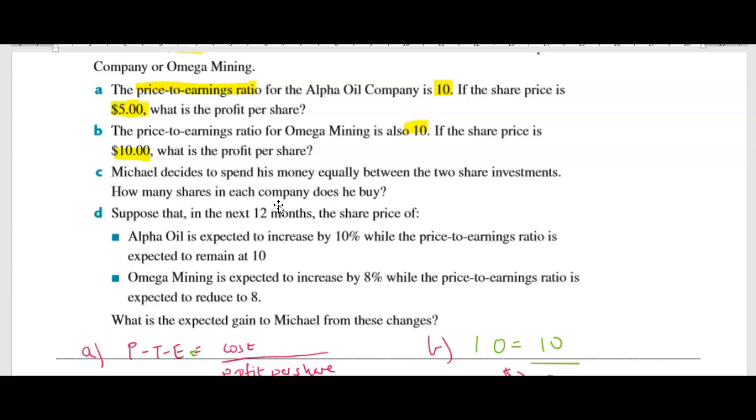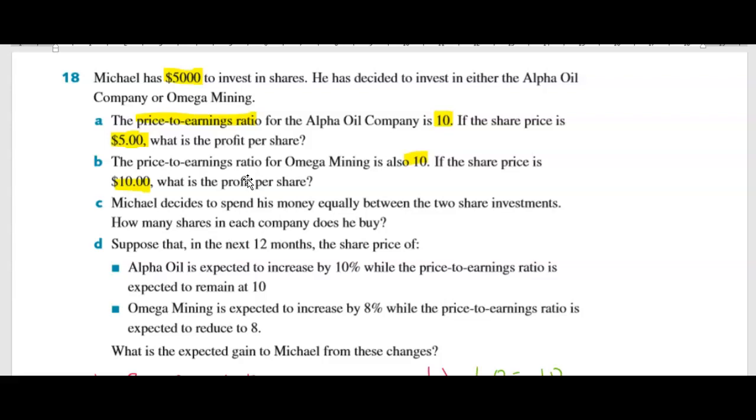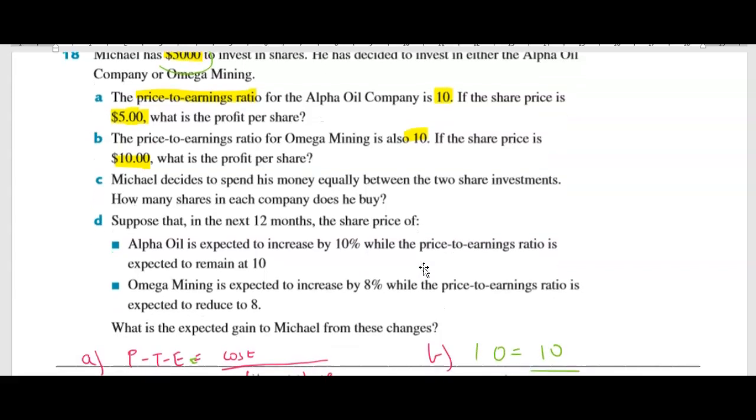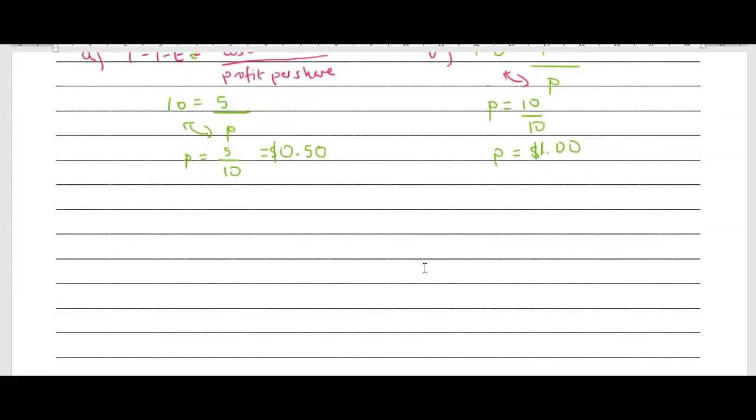All right, Michael decides to spend his money equally between the 2 share investments. How many shares in each company does he buy? So he has $5,000, remember that from the very beginning. He starts off with 5,000, and there are 2 companies, so he's got to divide that by 2. So he's going to be spending $2,500 on each.